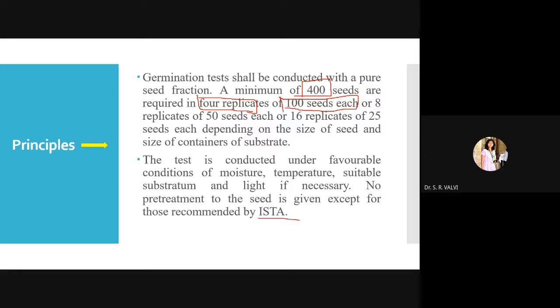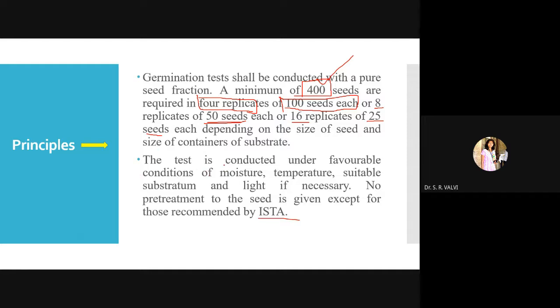If you don't want to take 100 seeds each, then you can take even 50 seeds, but your replication number will be increased to 8. 50 into 8 is 400, right? If again you are unable to germinate 50 seeds, then you can take 25 seeds and the replications would be 16 replicas. So likewise our total seed count should be 400. You can take any replication count and germinate it.